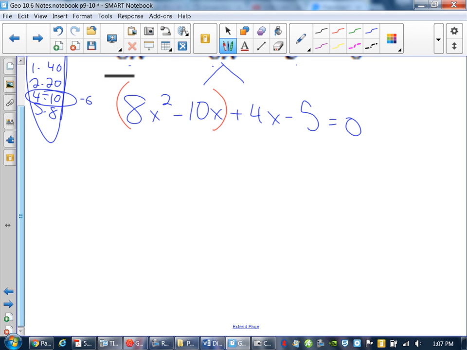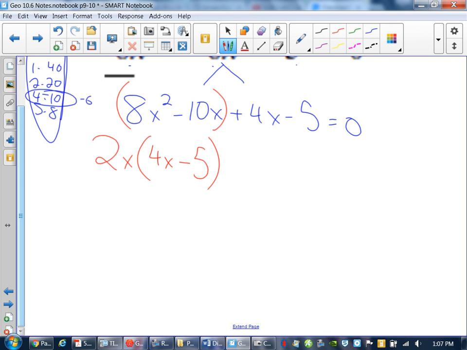X squared and x, they both share an x. So I can factor out a 2x. What's 8 divided by 2? 4. X squared divided by x? X. Negative 10x divided by negative 2x? 5.